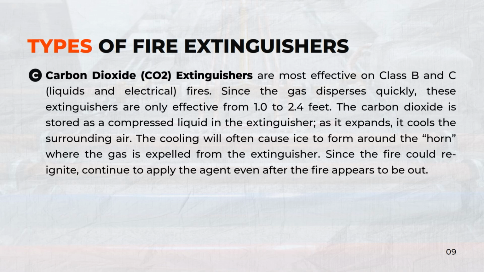Carbon dioxide extinguishers are most effective on Class B and C liquids and electrical fires. Since the gas disperses quickly, these extinguishers are only effective from 1 to 2.4 feet. The carbon dioxide is stored as a compressed liquid in the extinguisher.